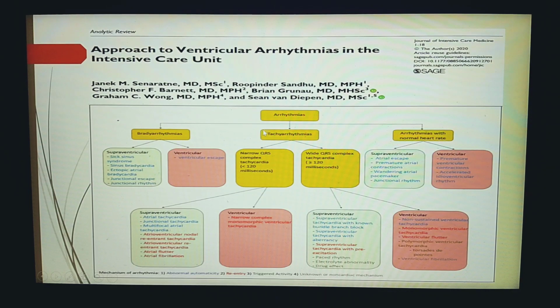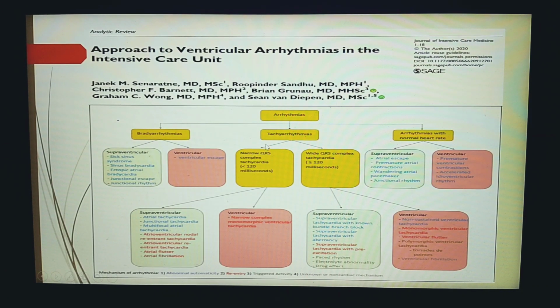So when we suspect any arrhythmia, we should check the heart rate. Is it bradycardia, or tachycardia, or is it a normal heart rate but there is arrhythmia? If we find bradyarrhythmia, with heart rate less than 60, the main cause may be sinus node disease or heart block. This is very simple to identify.